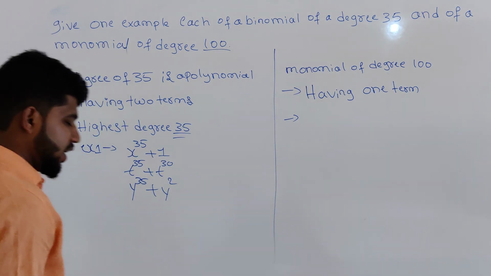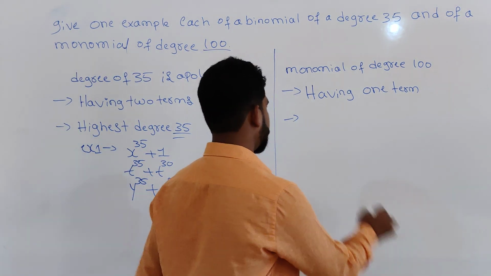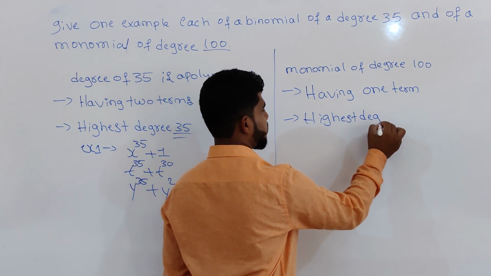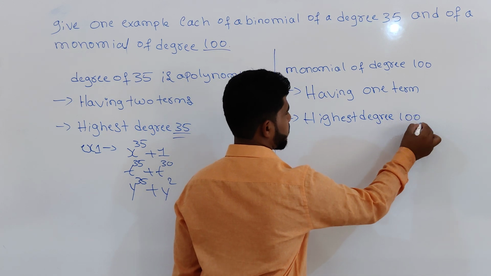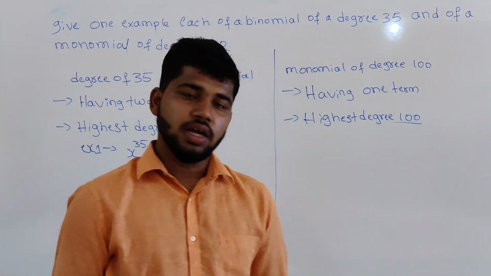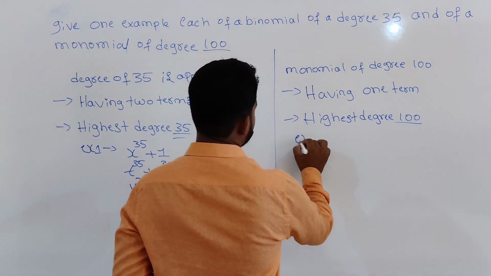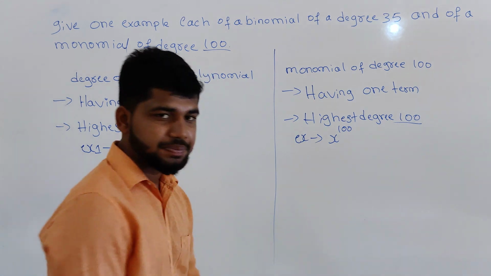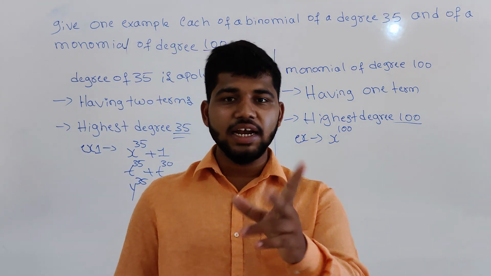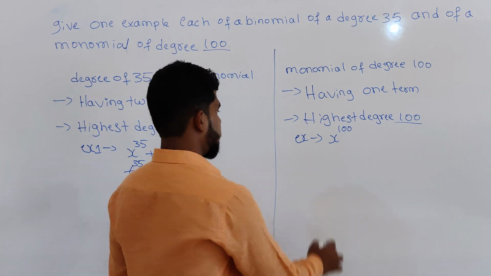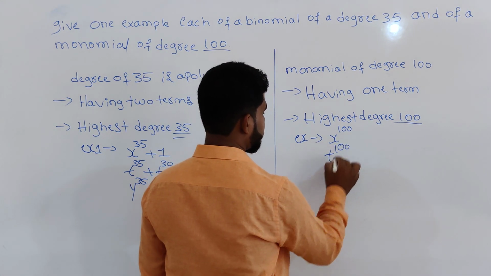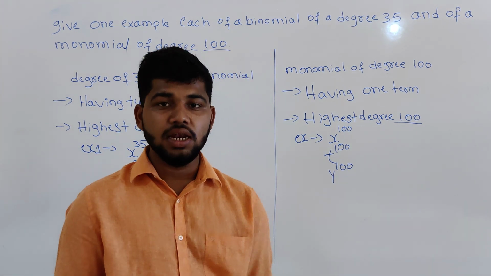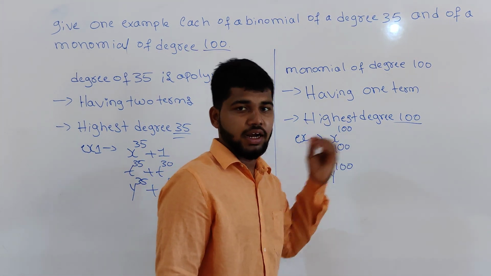The highest degree must be 100. Now an example for this: x power 100, because it is a monomial, a single term. x power 100, t power 100, or y power 100. You can give so many examples of a monomial having degree or power 100.